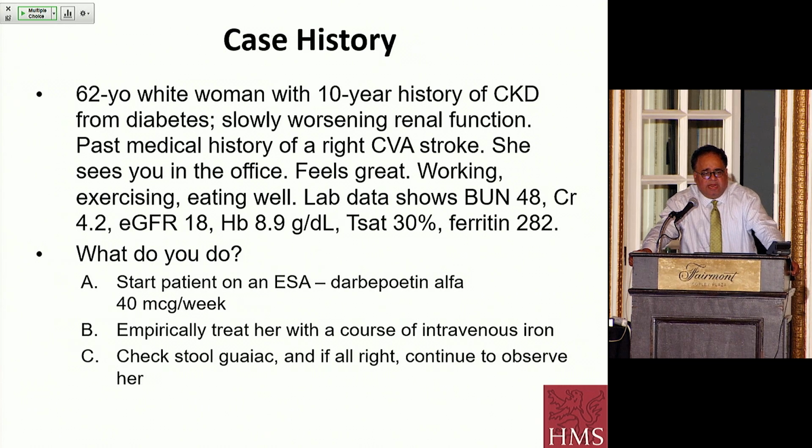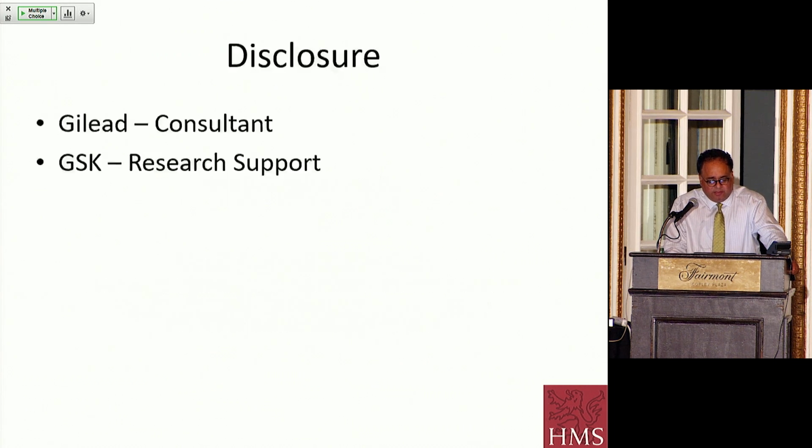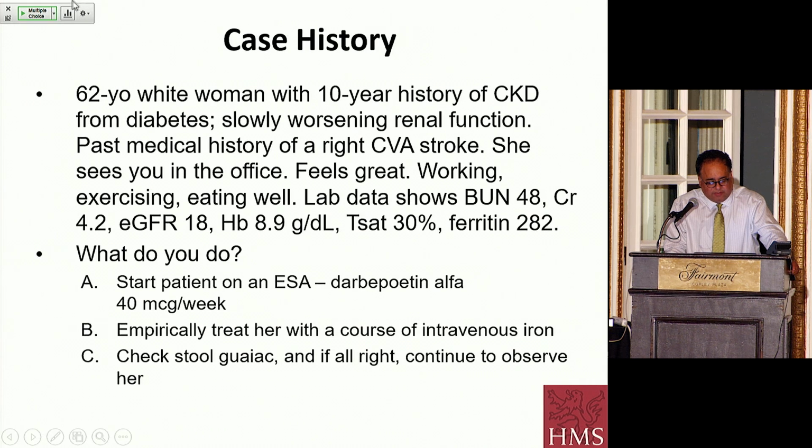And really the question, and I'd love you to use your audience response, this little panel that you've already been using, is which one of the following is correct. A, you start this patient on an ESA, darbepoetin, at 40 micrograms per week. B, you empirically treat her with a course of intravenous iron. And C, you check her stool guaiac, and if the stool guaiac is negative, you continue to observe her. Which one do you think is the correct answer for this?